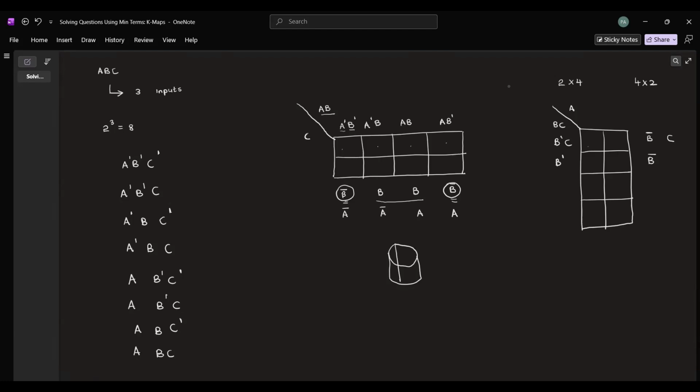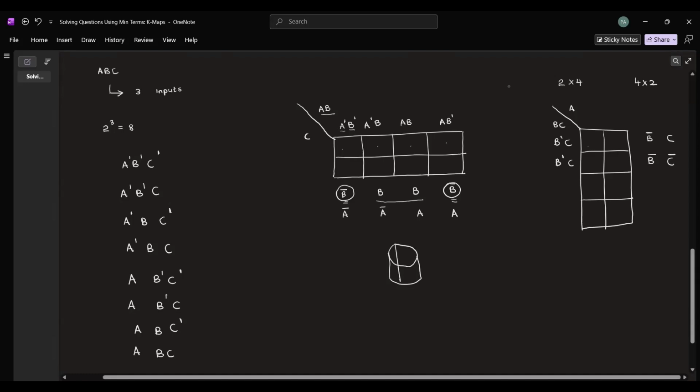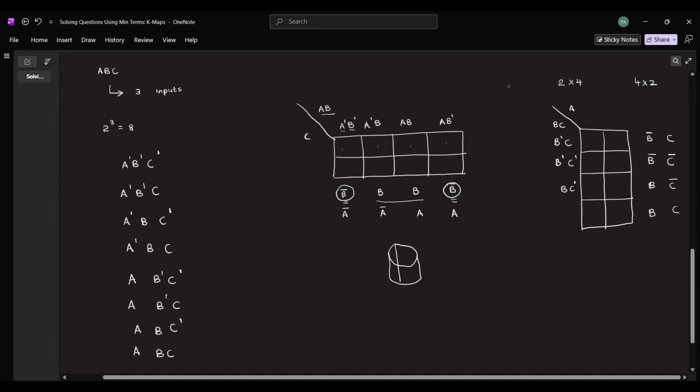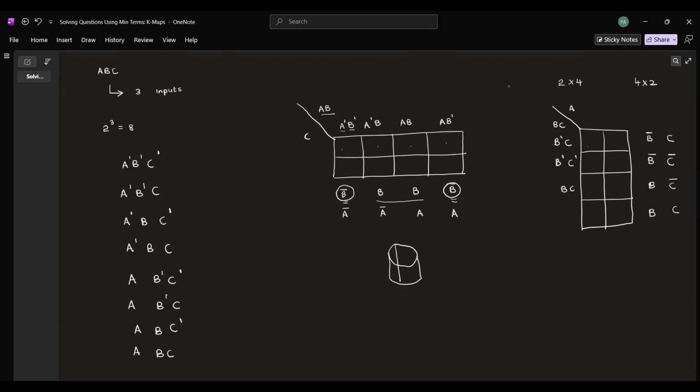B bar, if you choose B bar, this should also be absent. C bar. Okay, B bar and C bar. Then since we have B bar, these last two should be B. And since here we have C bar, we have to put C bar here and C here. So it will be B, C bar, and finally we have BC. This is how you have to write the inputs in order for K-map. So you have to try it in your free time, or else you will forget this. There is a high chance you might forget this.